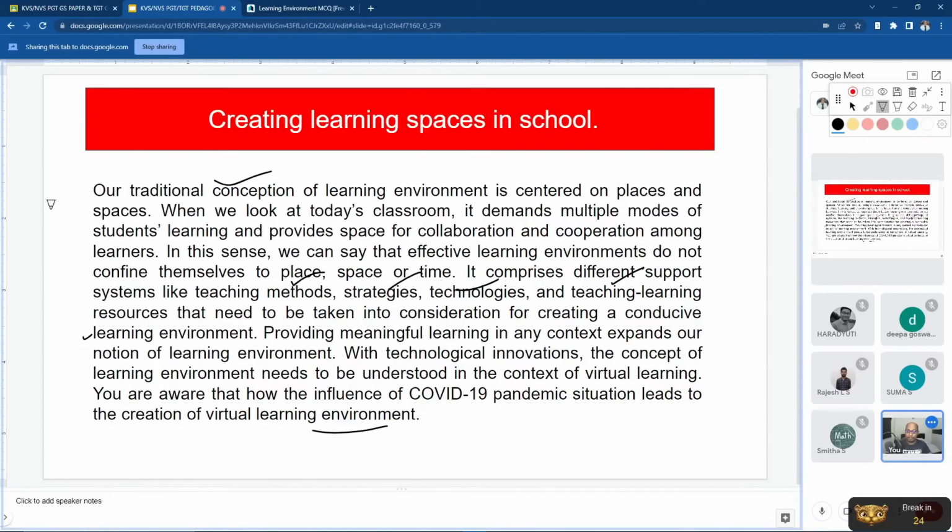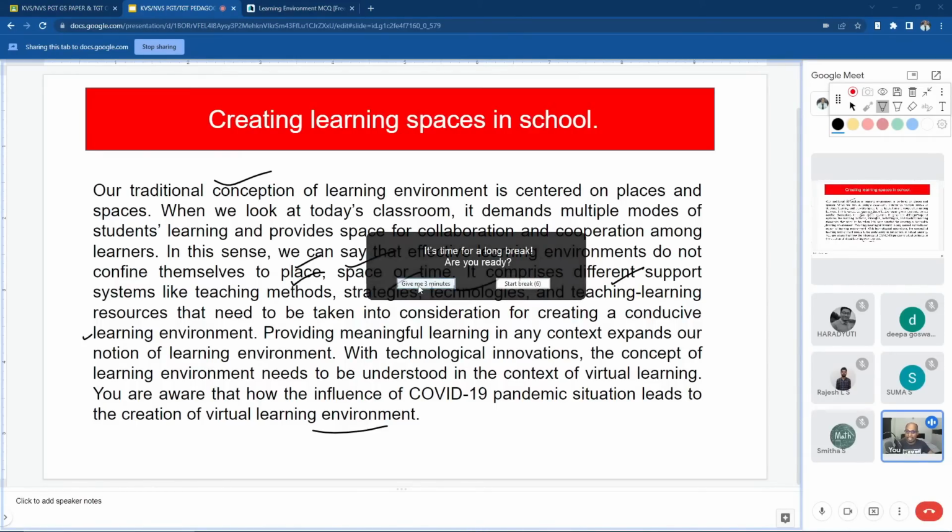Understood, Goji? Yes, sir. So there is no restriction of place for learning, no restriction of space for learning, and no restriction of time for learning. This is completely new for us. We were thinking that learning takes place only in school, only during classroom transaction. Now students can learn at any time, anywhere, any place, with anybody.